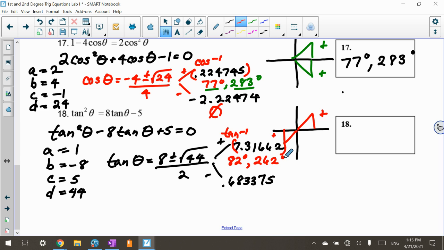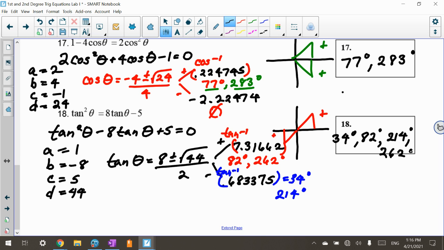When I do inverse tan of this one right here, I'm going to do a different color because it kind of gets crowded. Inverse tan of this, it's still positive, so I'm going to get a quadrant 1 angle. I'm going to get 34 degrees. So when I take 34 degrees and add 180, I get 214 degrees. So now I have 4 answers for this one. I start out at 34 degrees, then 82 degrees, both in quadrant 1, then 214 degrees, then 262 degrees.